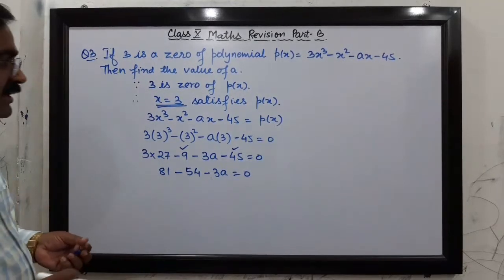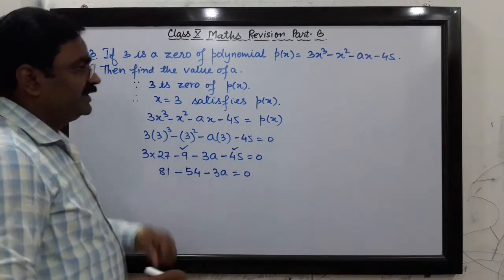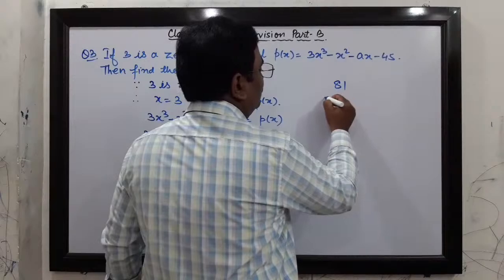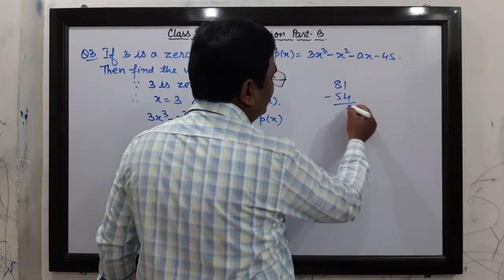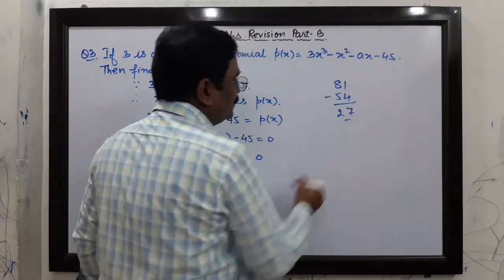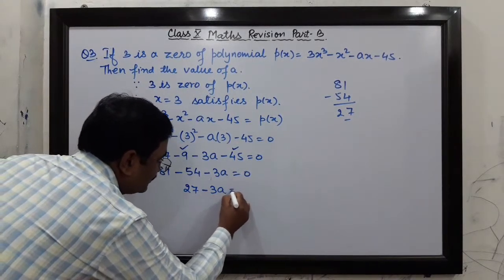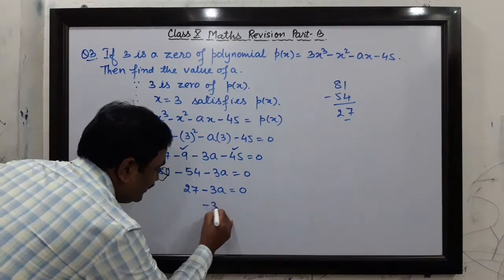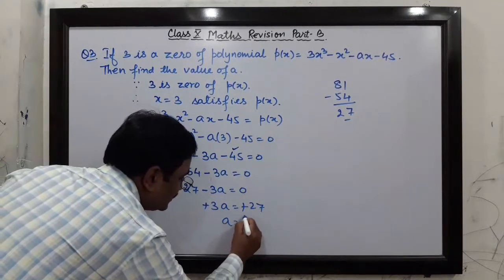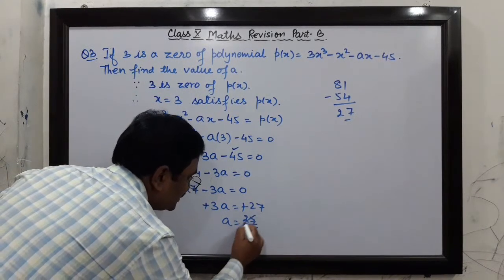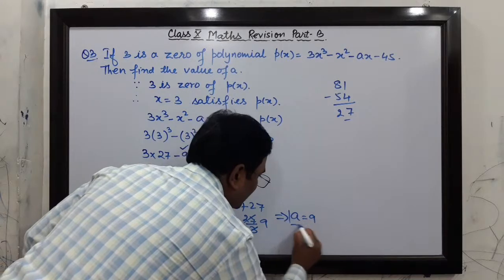ठीक है, अभी हम क्या करते हैं, इसको सब्ट्रैक्ट करते हैं. We are going to subtract 81 minus 54. So 81 minus 54, 11 minus 4 is 7, and 7 minus 5 is 2. So you got what? 27 minus 3a equals 0. Therefore we will get minus 3a equals minus 27. Minus is cancelled, you got a equals 27 upon 3, which is 9. Therefore our required answer a equals 9.